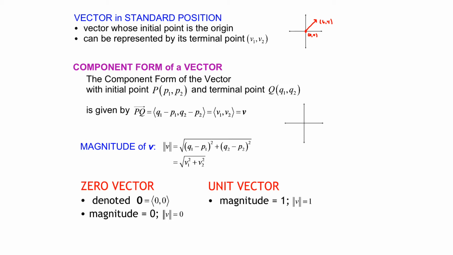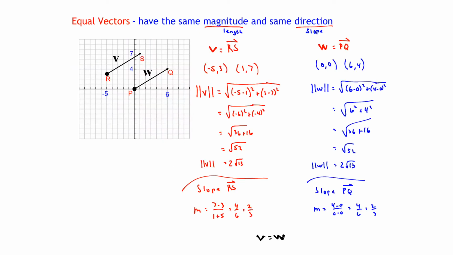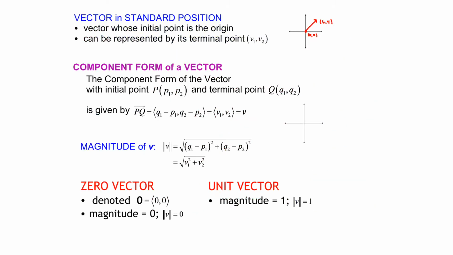Component form of a vector is a vector that is not in standard position, so its initial point is not at the origin. So the one on this one, that would be vector V. So let's take a look at that. So vector V was at the point negative 5, 3, 1, 7. So about right here, negative 5, 3, and then 1, 7.